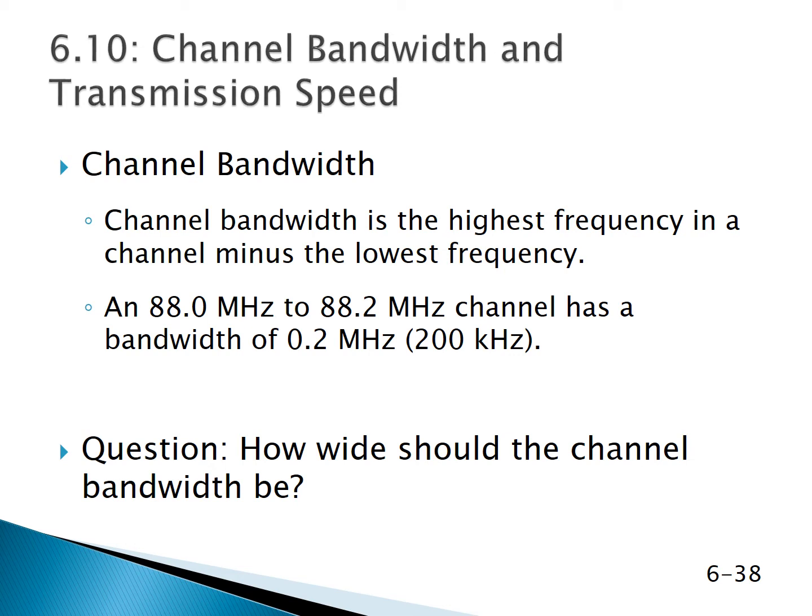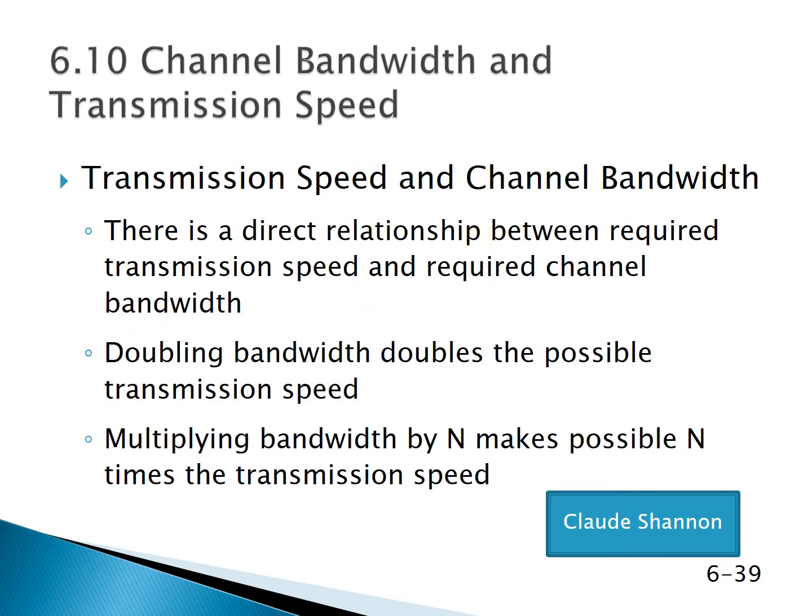Right? So, for example, how wide should the channel bandwidth be? That's actually something that we need to decide. The idea is that there is a direct relationship between your required transmission speed and the required channel bandwidth. So when you double the bandwidth, you can double the possible transmission speed. If you multiply that bandwidth by n, it makes possible n times the transmission speed, right?